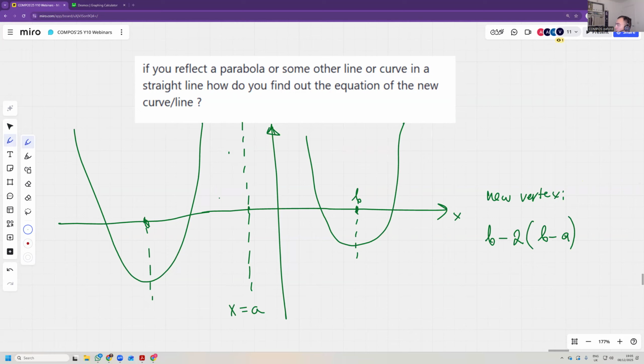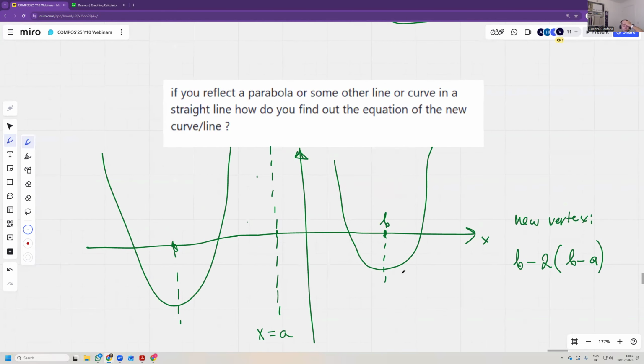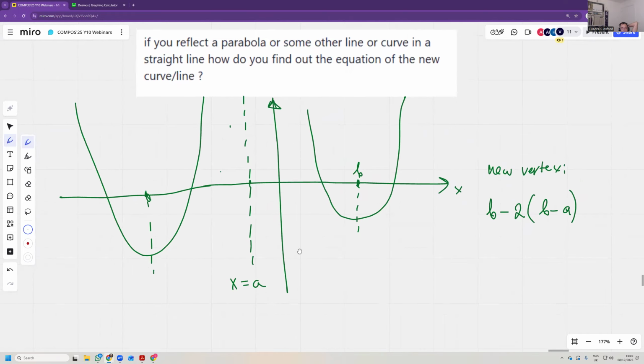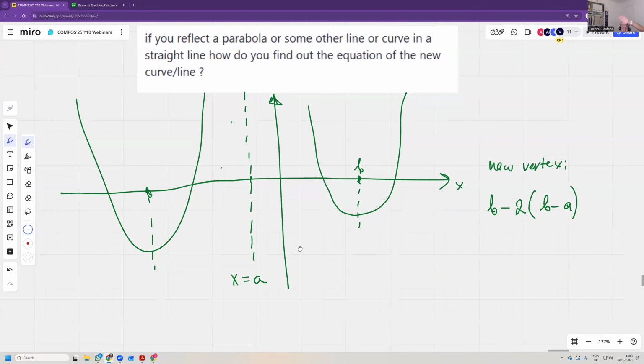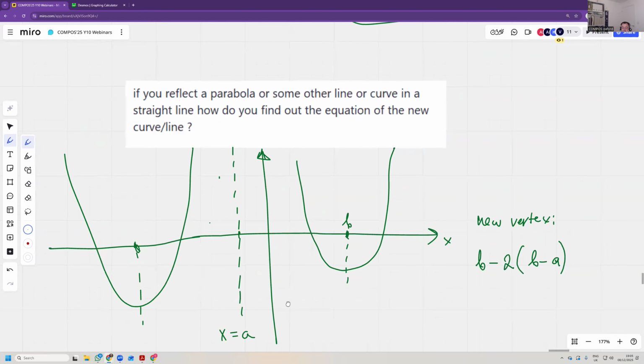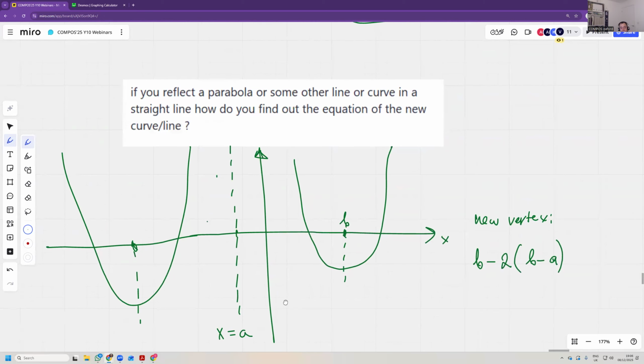If it's a vertical reflection, then it's going to be a flip and then a movement. So you just need to find the equivalent transformation, if that makes sense. You find the equivalent transformation, then you can do it.